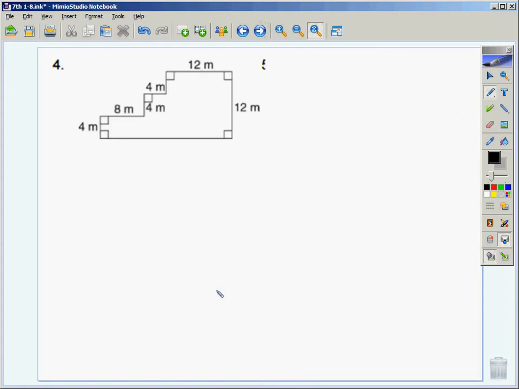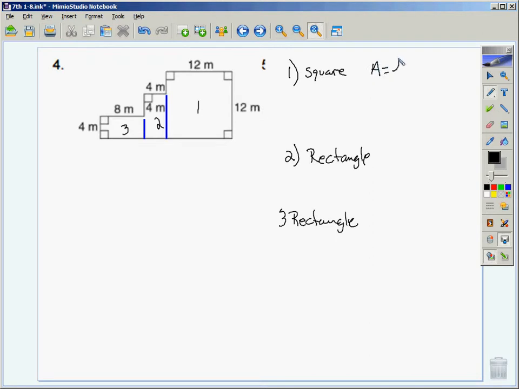Number 4. When I did this, I had to decide where I was going to separate things. There's certainly more than one way to separate it. I personally separated it like this. That gave me a square, it gave me a rectangle, and it gave me another rectangle. Does everybody see that this is a square? It's 12 by 12. Now, if you use length times width on a square, it's certainly okay. If you know that the area is equal to the side squared, either works. Because the length times the width is still 12 times 12, which is what the side squared is.